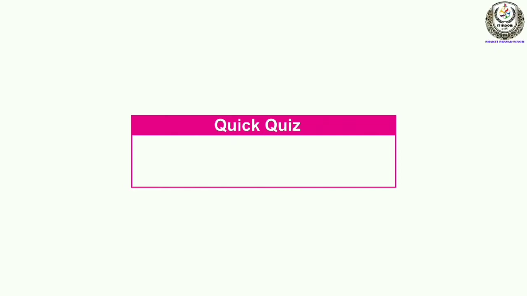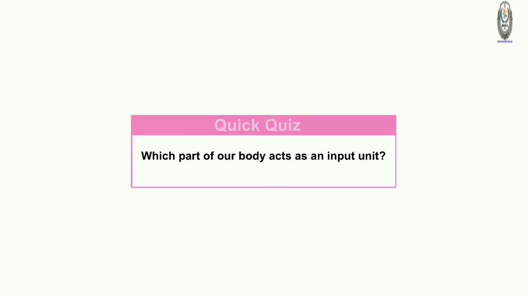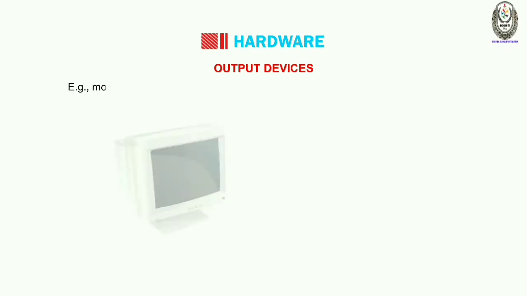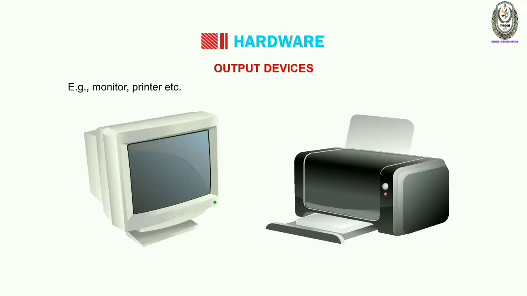Okay, let's have a quick quiz. Which part of a body acts as an input unit? Now let us learn about the output devices. The devices which display the information and results are called output devices. For example, monitor, printer, etc. We have learned about these devices in the previous chapter.